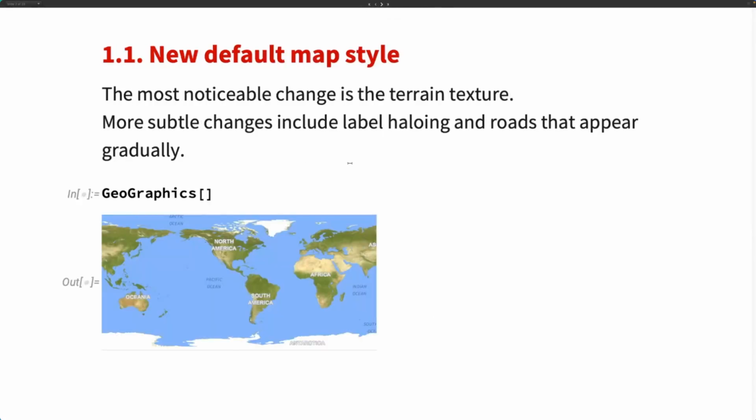Here we'll start with new default map styles. The most noticeable change is this terrain texture. And there are also some more subtle changes, like label haloing. So it makes Antarctica down here pop out a little more. And roads will appear gradually.